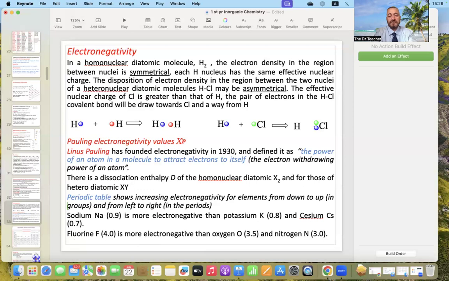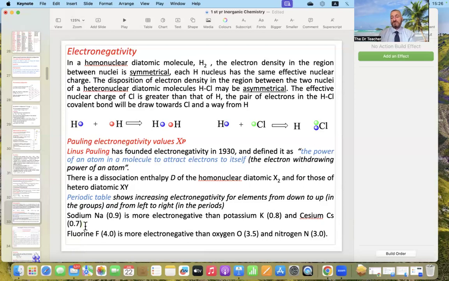Here in the groups or columns. Sodium 0.9 is more electronegative than potassium 0.8. Cesium, Cs, 0.7.